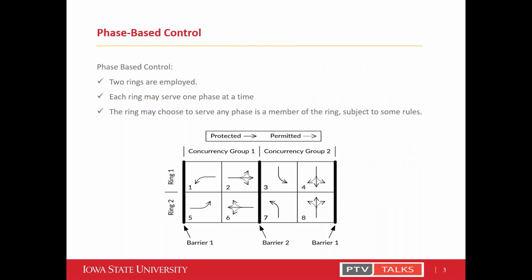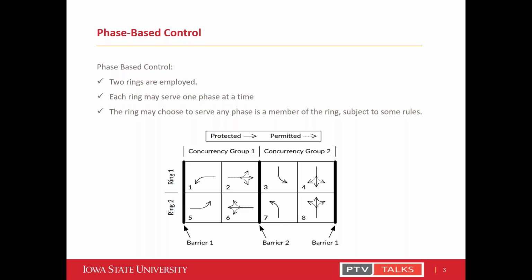Before explaining the experiments, I would like to briefly explain phase-based control. A dual-ring phase-based control scheme is shown in this figure, and as the name would suggest, two rings are employed, and each ring may serve one phase at a time, and the ring may choose to serve any phase that is a member of the ring, subject to some rules. The most important rule is that both rings must serve a phase within the same concurrency group at the same time, which means that they must also cross the barrier at the same time.